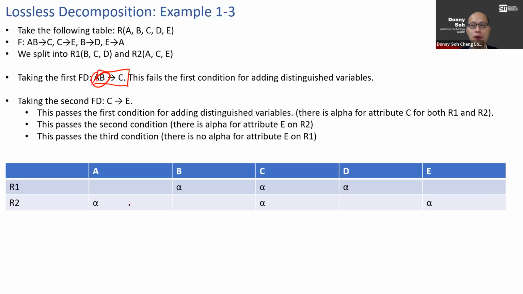Do we have two or more rows with distinguished variables? The answer is no, we don't have. So it failed. Okay. Let's look at the second one, which is C implies E. We have two or more rows that have distinguished variables. So it passed the first condition. And let's look at my right hand side. On the right hand side, I have one distinguished variable. It passes my second condition. And the third condition passes also because there is no distinguished variable on at least one of the rows of my first condition. And so I'm able to add that alpha 1 here.